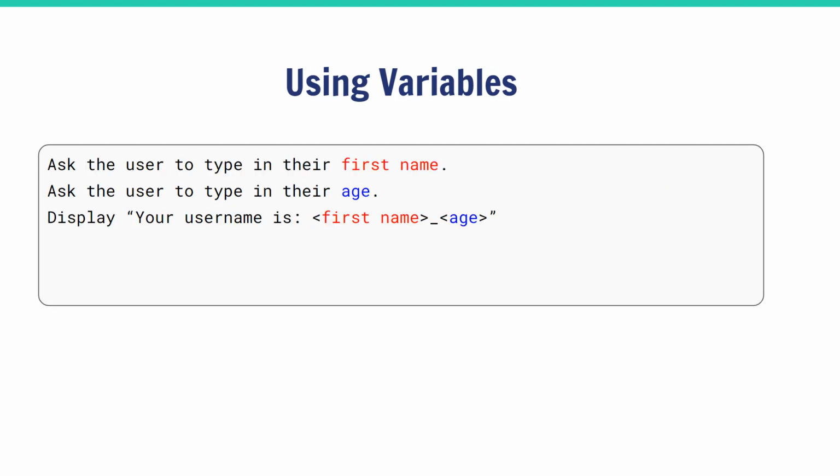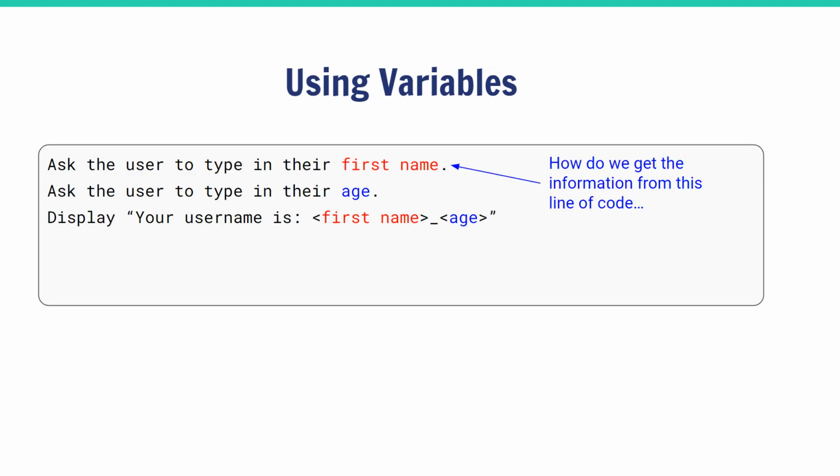We're going to construct an algorithm, which is a series of steps that will make up our program. So you can see that there are going to be three main steps. In the first step, we're going to ask the user to type in their first name. Then we're going to ask the user to type in their age. And then finally, we are going to display your username is, and then join together what they typed in as their first name, followed by an underscore, and then what they typed in as their age.